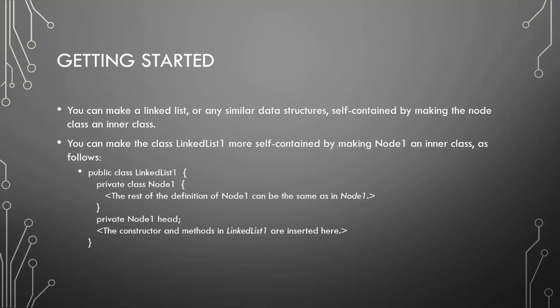So if we look back at our class LinkedList1, we can make that much more self-contained by making that Node1 an inner class as follows. Public class LinkedList1, private class Node1, then the rest of the definition of Node1 goes inside, and then private Node1 head and the constructor and methods for LinkedList1 are then inserted there.